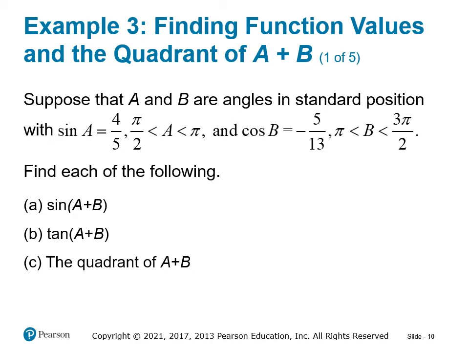So we know that the sine of angle A is 4 over 5. And we know that angle A is between pi over 2 and pi, which means that it's in quadrant 2. The cosine of B equals negative 5 over 13, and angle B is between pi and 3 pi over 2, which means it's in quadrant 3.